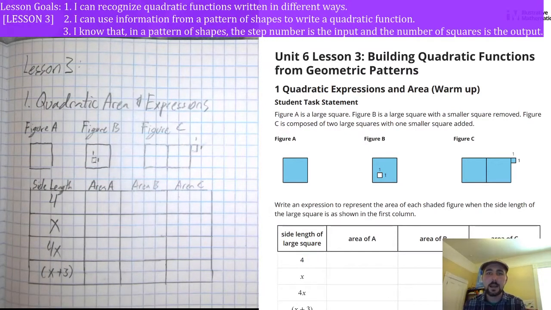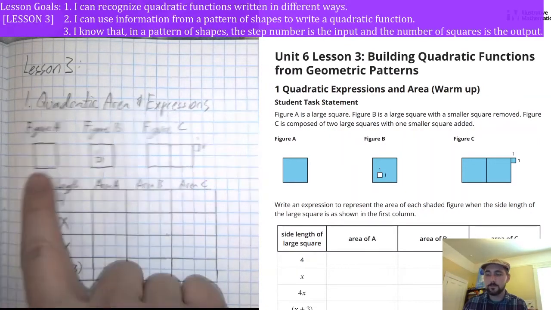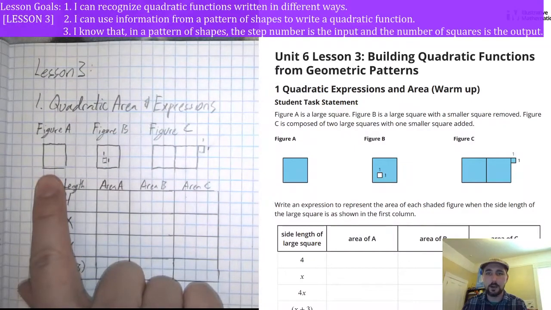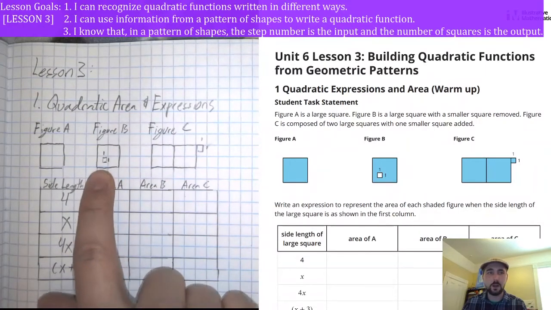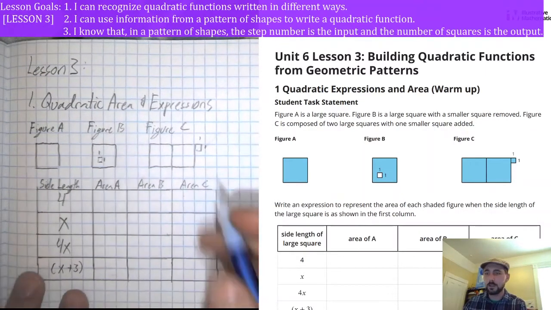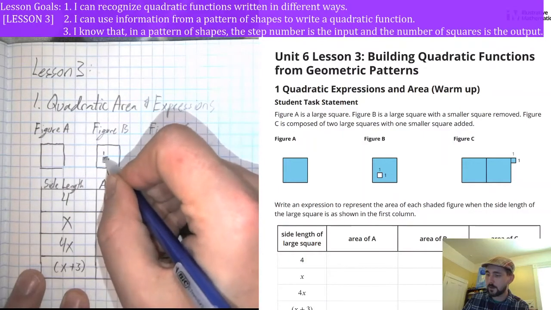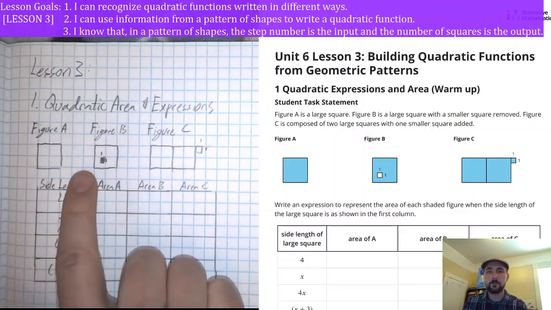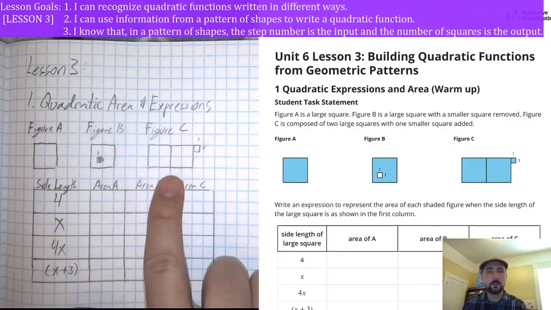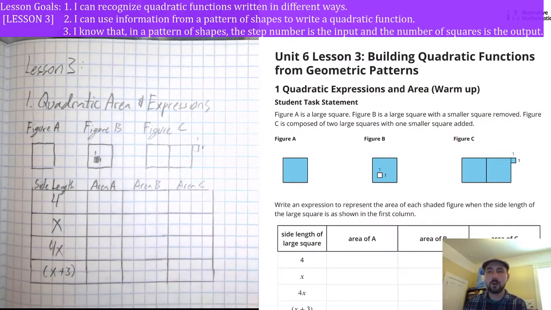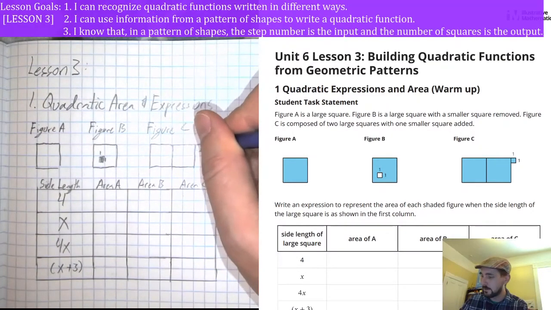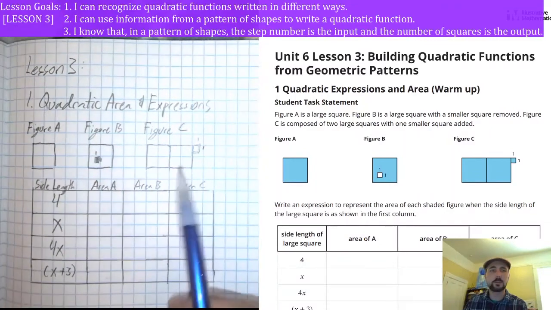So it says, number 1, quadratic expressions in area, warm up. Student task statement. Figure A is a large square. Figure B is a large square with a smaller square removed. So I see that right here, this square. Figure C is composed of 2 large squares with 1 small square added. You guys catch that square over here as well.